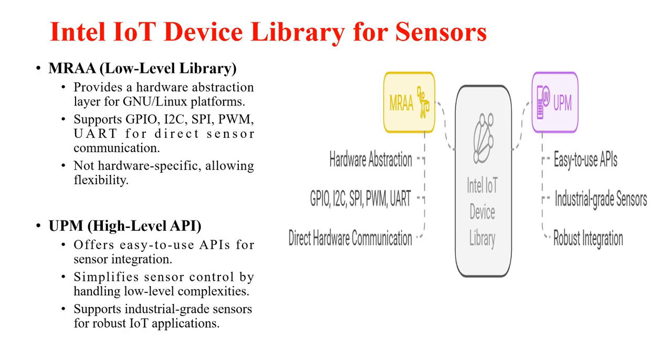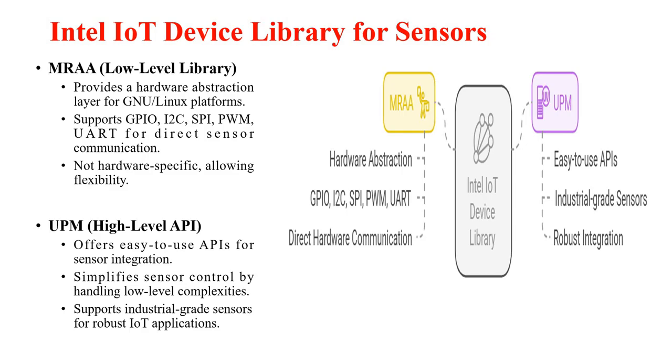The first one is MRAA, a low-level library designed for GNU or Linux platforms, and it provides a hardware abstraction layer, meaning it is not tied to a specific hardware platform. It supports I2C, SPI, PWM, UART, making it ideal for interfacing with various sensors and actuators, and it is used for direct hardware communication and custom implementations.